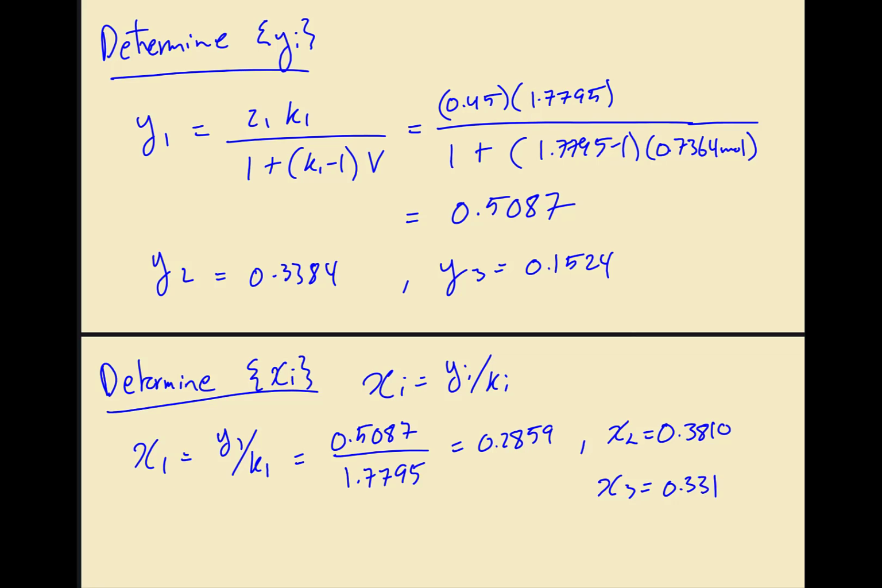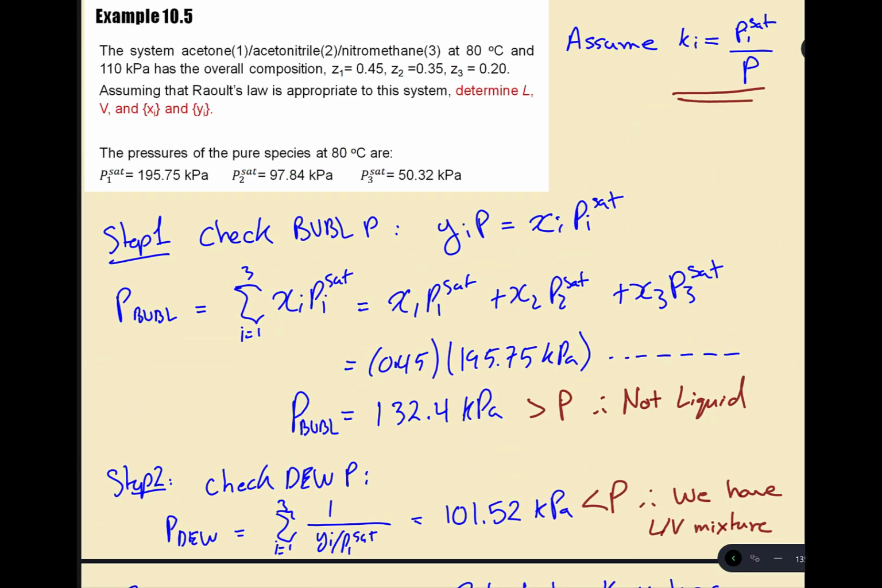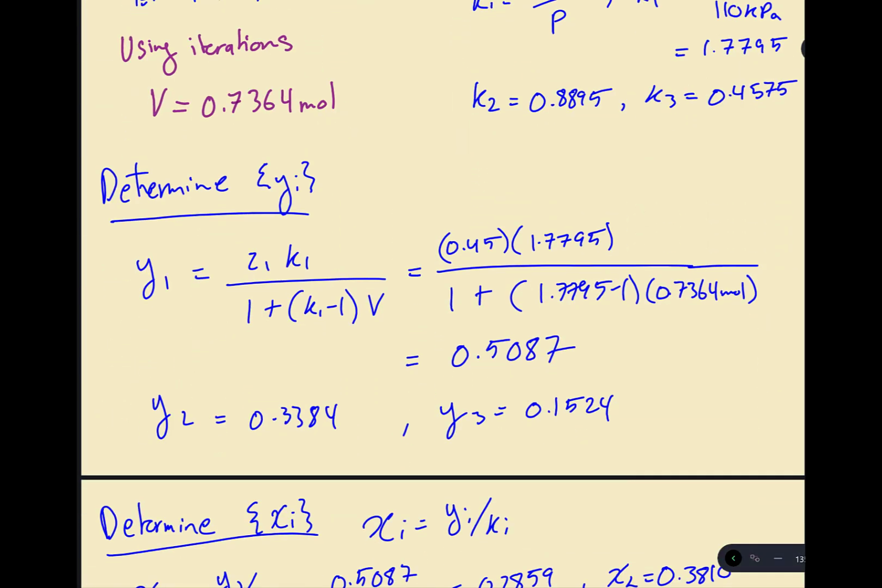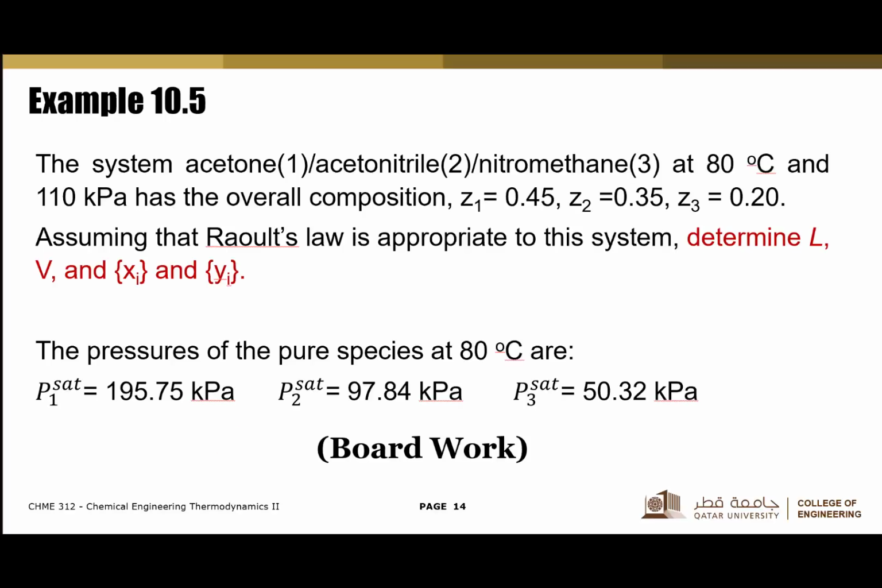Now, the question wanted the compositions, wanted how much vapor I have, but it also said how much liquid I have. So how much liquid do we have? Right. So for liquid, it's going to be 1 minus V. Okay, I actually didn't do that math, but it's going to be 0.27 or something. Okay? All right. So that is this question. So let's go back to the slides here. Go to the next question.